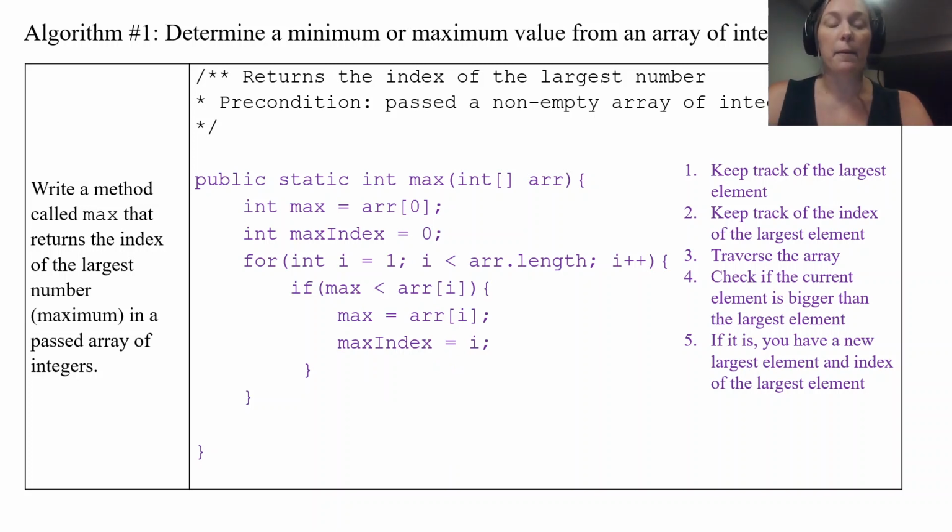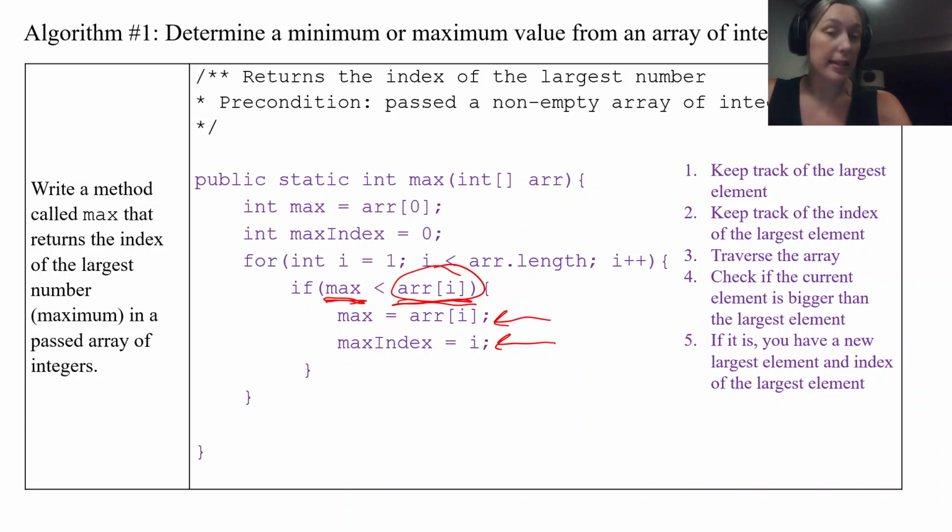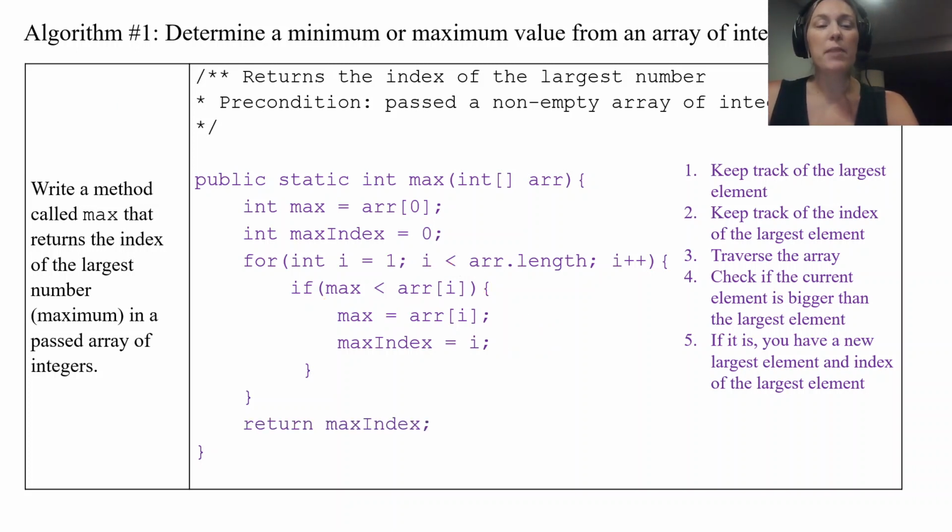And then here's my check. So I check to see if max, which remember is the variable that's keeping track of my largest element, if my max is less than the element that I'm currently at in my list, then that means that this is the bigger one, right? And if that's the bigger one, then I want to assign that element to be my new max and that index to be my new max index. Okay. And then from there, at the end, I just return max index. Okay.